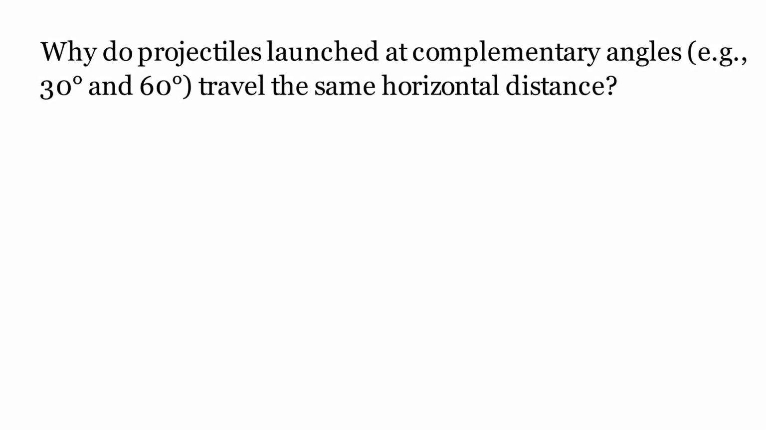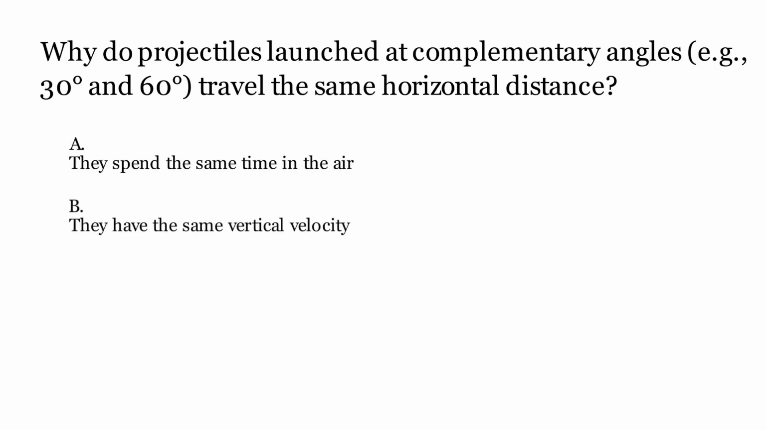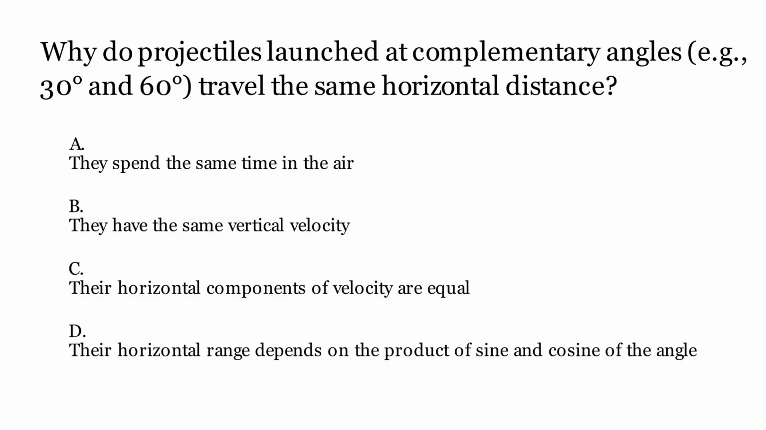Why do projectiles launched at complementary angles, e.g., 30 degrees and 60 degrees, travel the same horizontal distance? Letter A. They spend the same time in the air. Letter B. They have the same vertical velocity. Letter C. Their horizontal components of velocity are equal. Letter D. Their horizontal range depends on the product of sine and cosine of the angle.